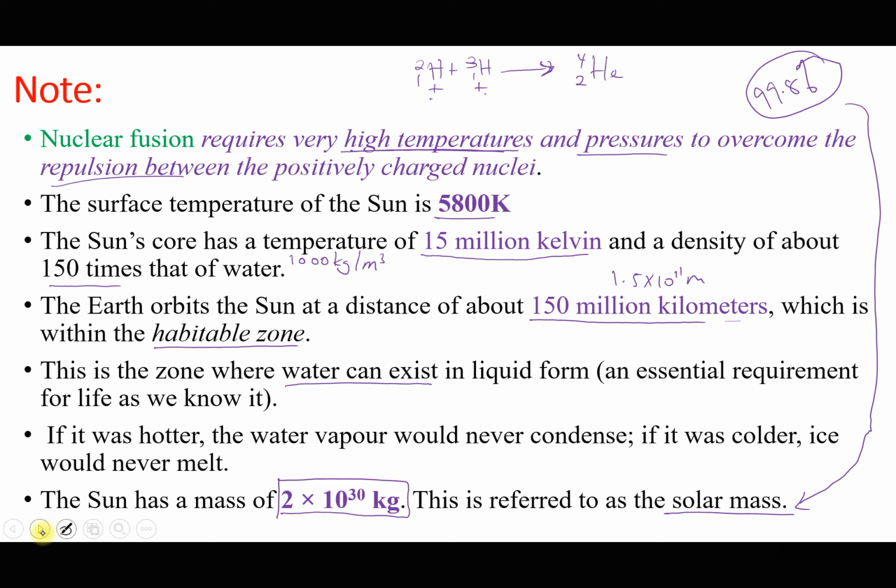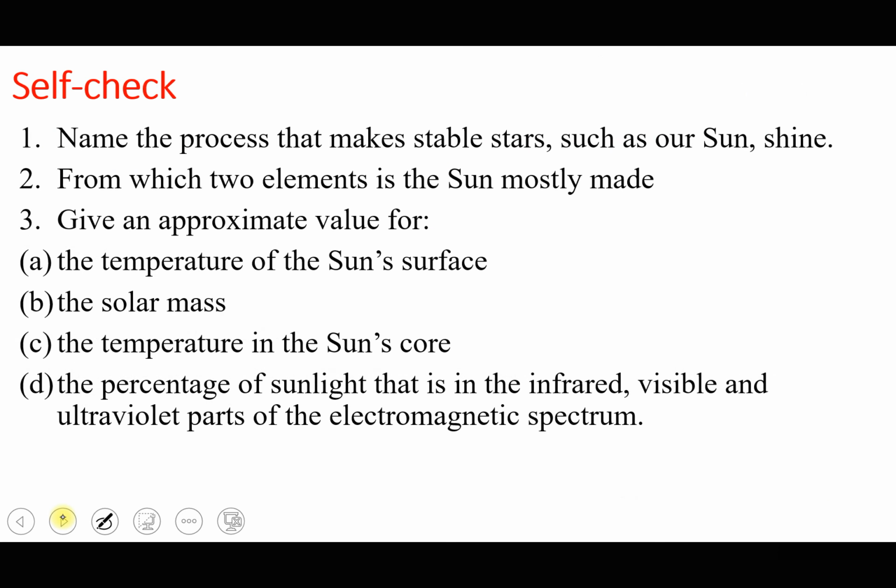So it means we qualify for a short self-check about the sun. Name the process that makes stable stars such as our sun shine. We have mentioned the process is nuclear fusion. From which two elements is the sun mostly made? We mentioned hydrogen and helium. Give an approximate value for the temperature of the sun's surface: 5,800 Kelvin. The solar mass is 2.0 times 10 to the power of 30 kilograms.